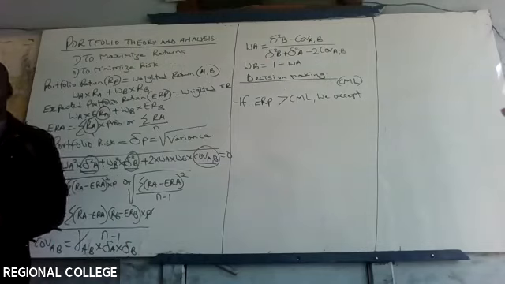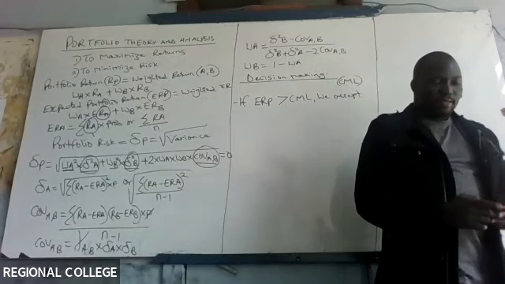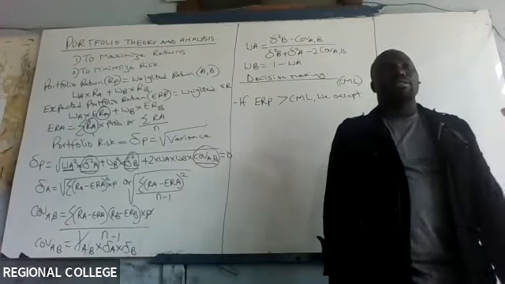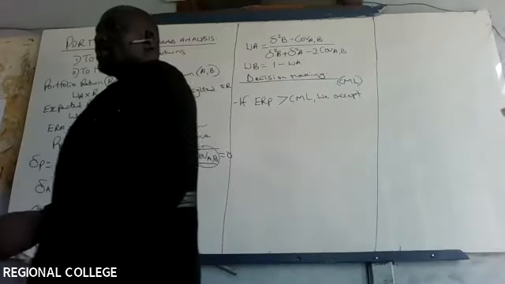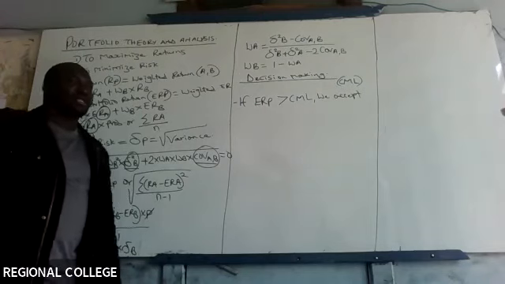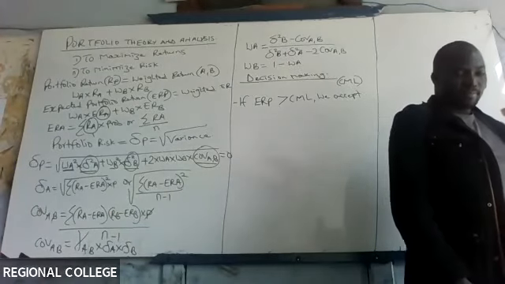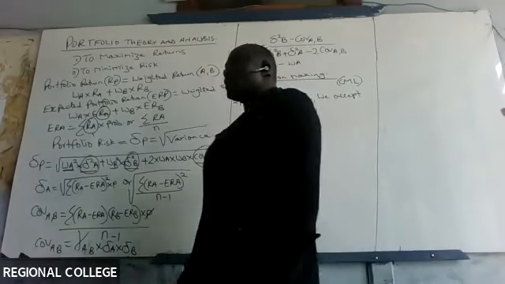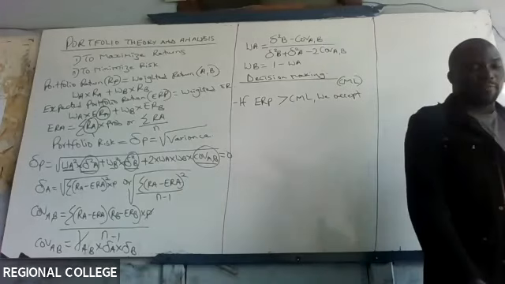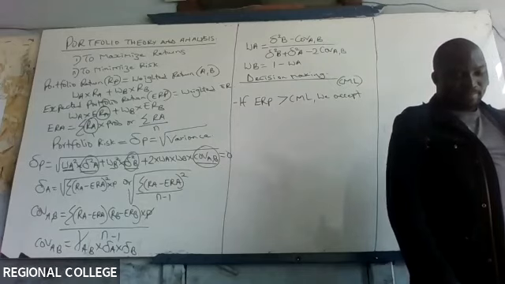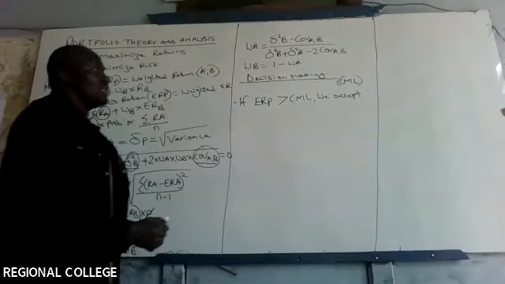The next point is summary. The CML is a straight line that originates from the risk-free rate of return, RF, and forms a tangent with the efficient frontier curve, EFC.